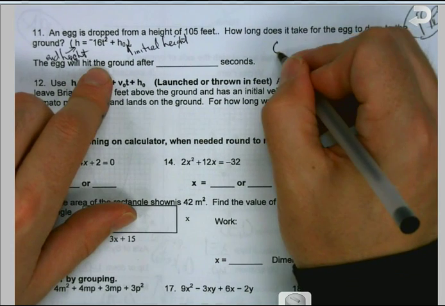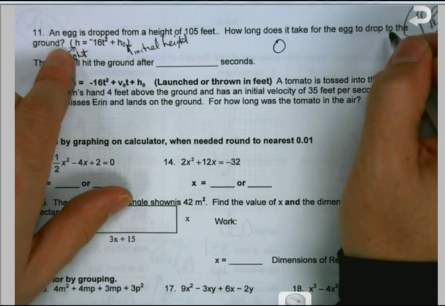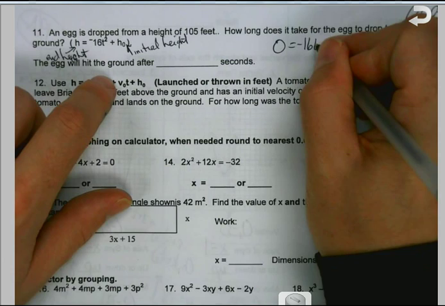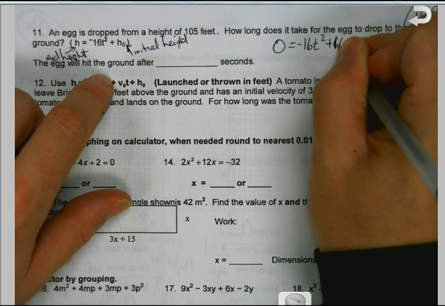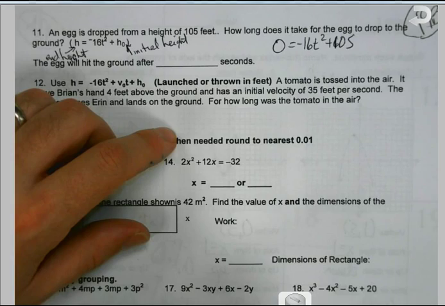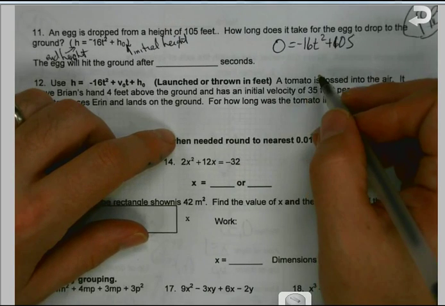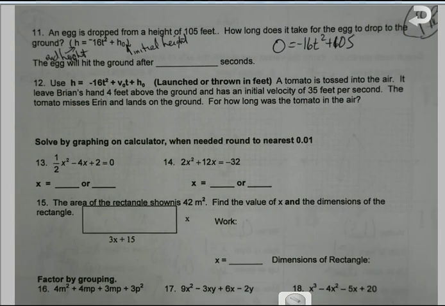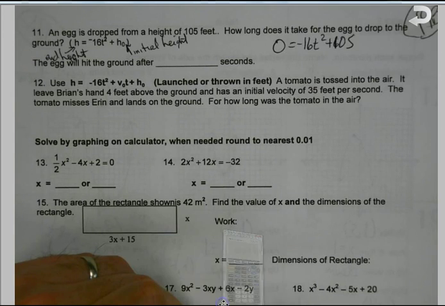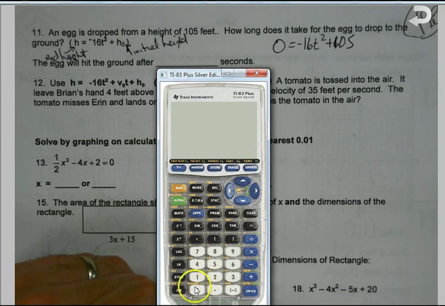So in this case, H would be 0, drop to the ground. And my initial height is, whoops, not 65, wrong problem, 105. So again, here I have 2 options on how I could solve this. In a case like this, I could do this on the calculator with the graphing function. I could use -16, I don't want to use t, I'll use x, plus 105. I could graph it and then find my 0 to see when it hits the ground.